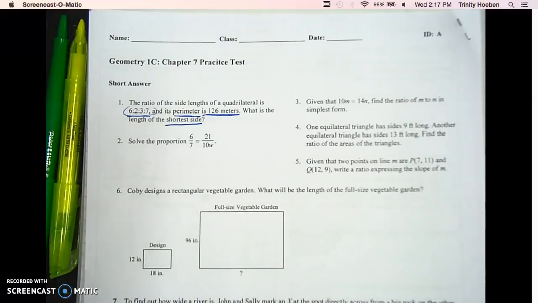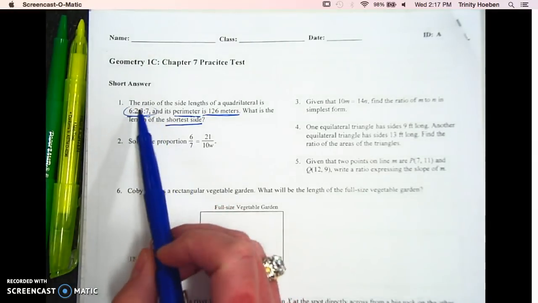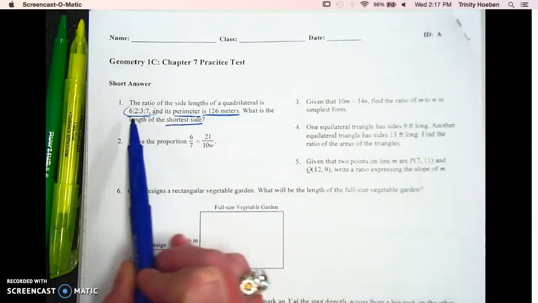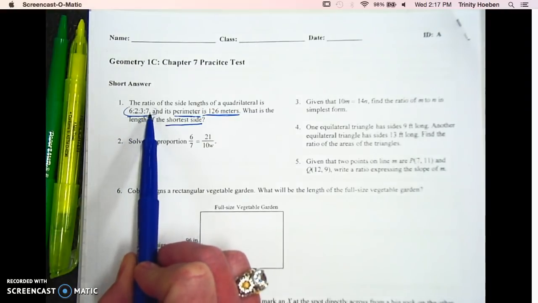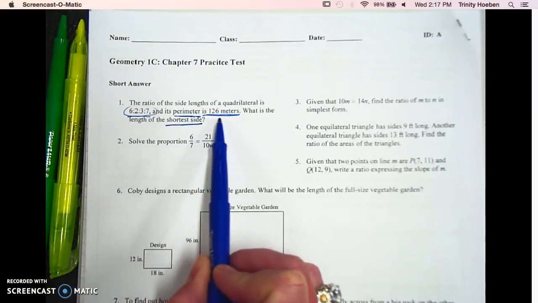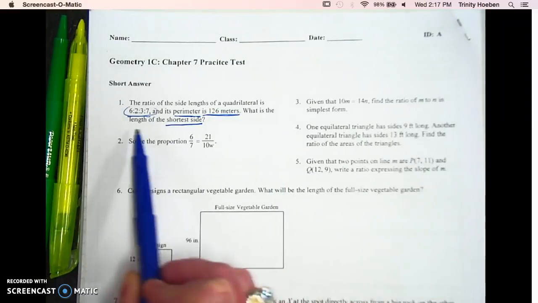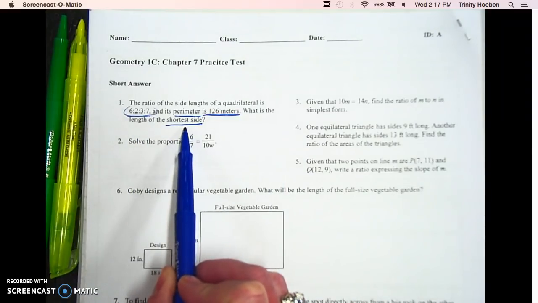So today we're going to go over the answers on the Geometry Chapter 7 practice test. The first question says, the ratio of the side lengths of a quadrilateral is 6 to 2 to 3 to 7, and its perimeter is 126 meters. What is the length of the shortest side?